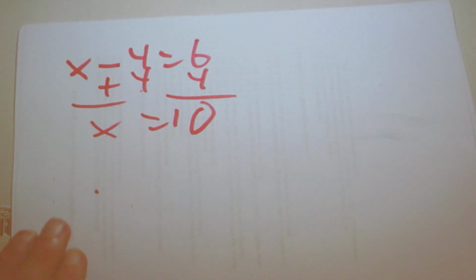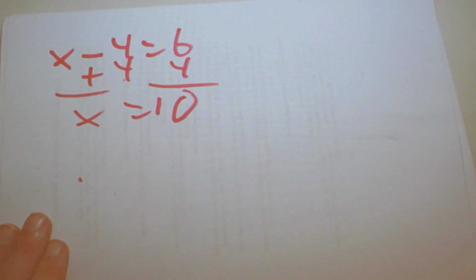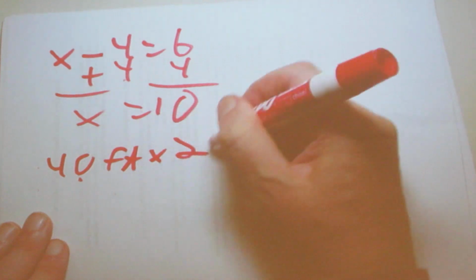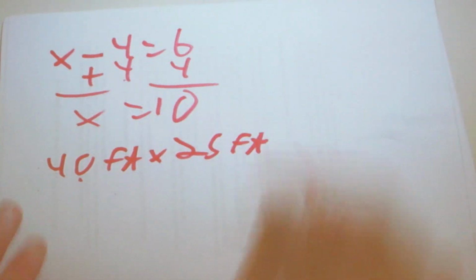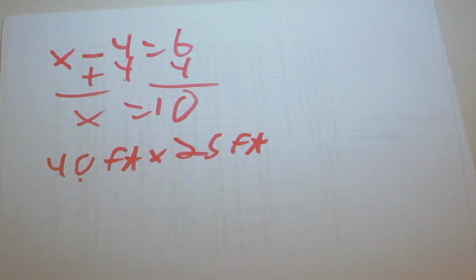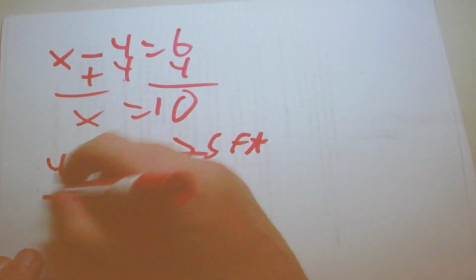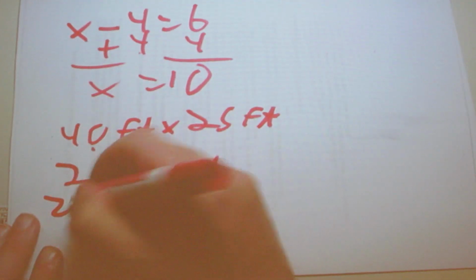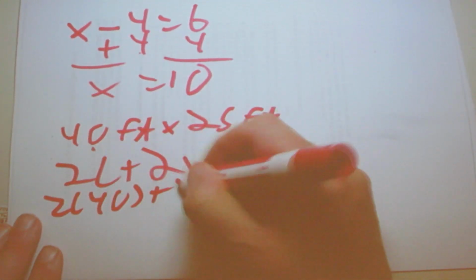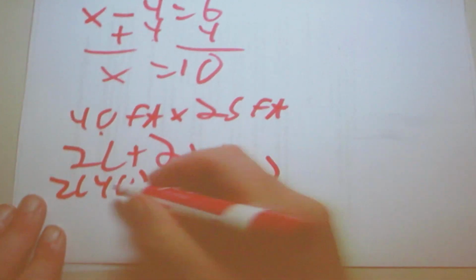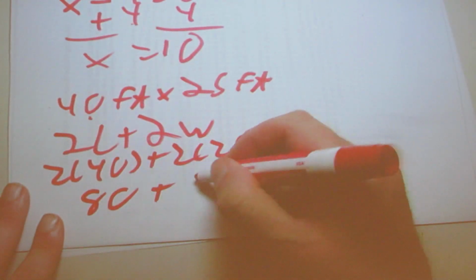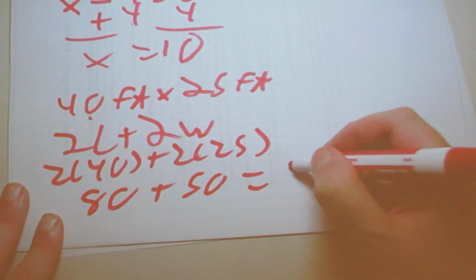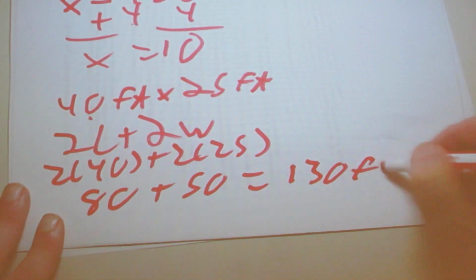Next, we're going to have a garden that is 40 feet by 25 feet. How many feet of fence are needed to enclose that? So that's the perimeter. So it is 2L plus 2W. 2 times 40 plus 2 times 25, which is 80 plus 50, which would be 130 feet.